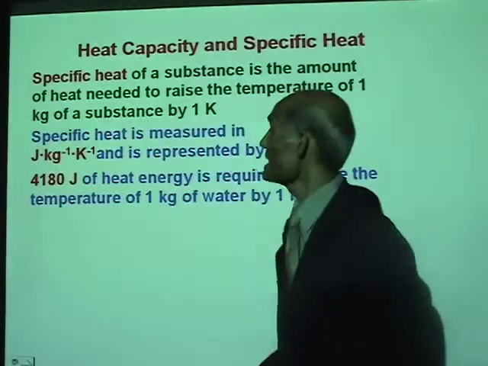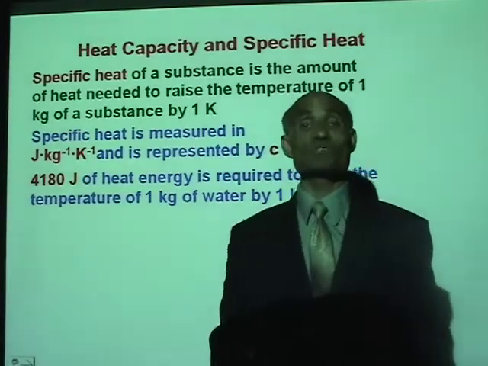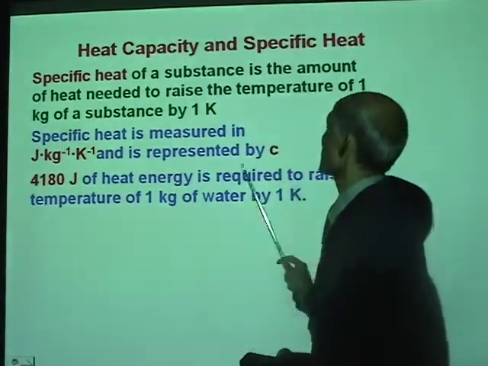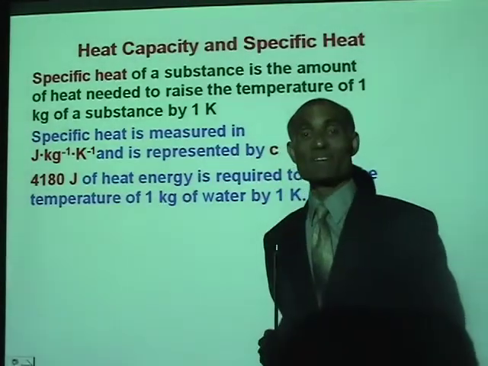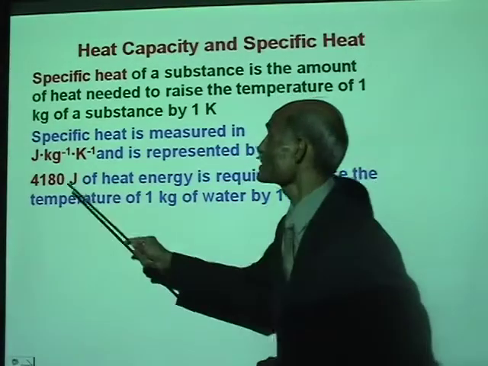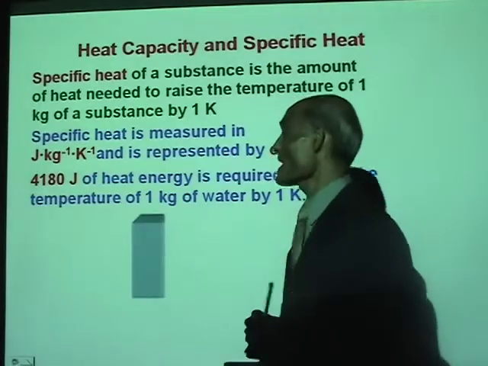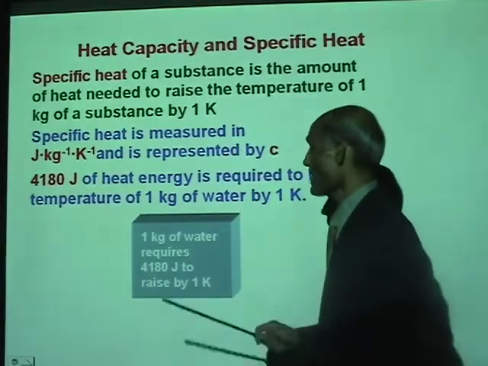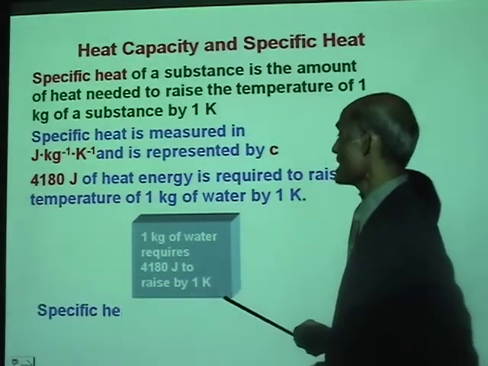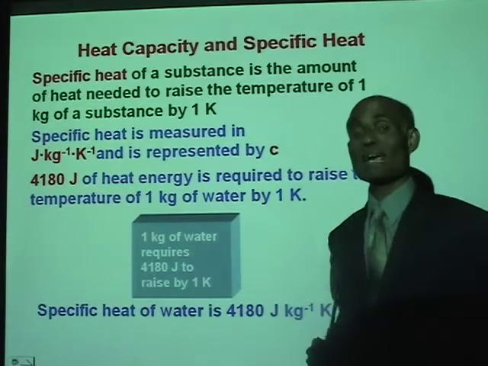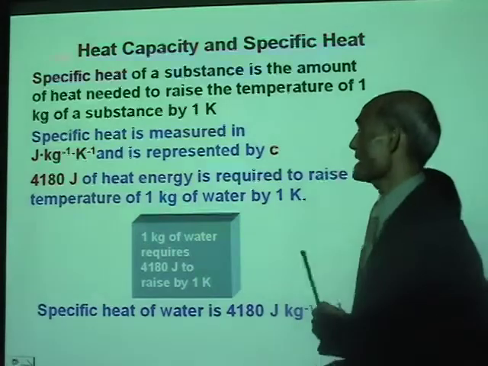Now, experimentally, it is measured that 4,180 joules of heat is needed to raise the temperature of 1 kilogram of water by 1 Kelvin. That means the specific heat of water is 4,180 joules per kilogram per Kelvin. There you are. 1 kilogram of water requires that much energy to raise its temperature by 1 Kelvin. You have to remember that value. That's something that we will use as we go on.